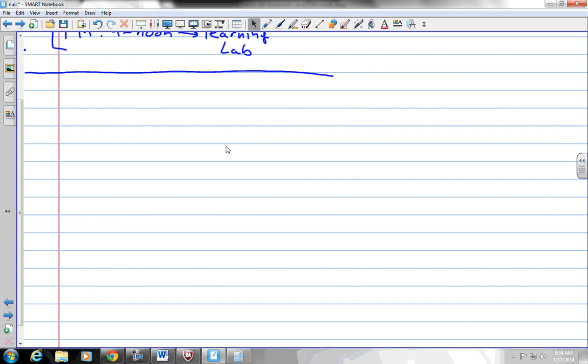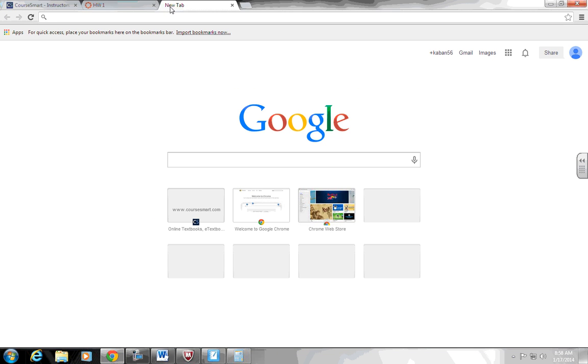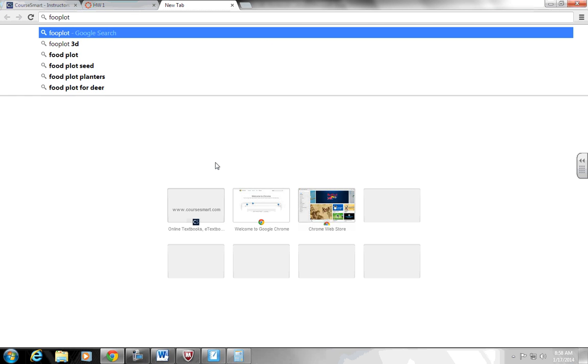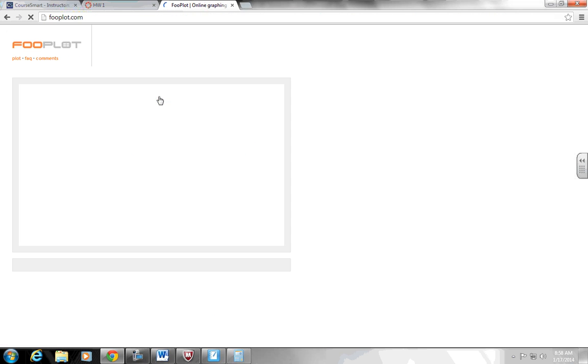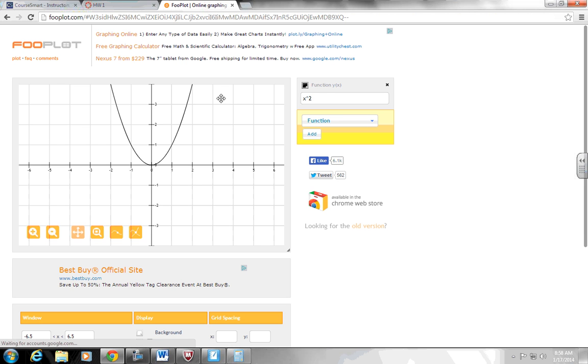But as far as graphing goes, for example, if you're working on a graphing problem and you do not have a graphing calculator, but you would like to check your answers, there's a lot of stuff you can do online. There's this thing called fooplot. We discovered that last semester. It works really well.